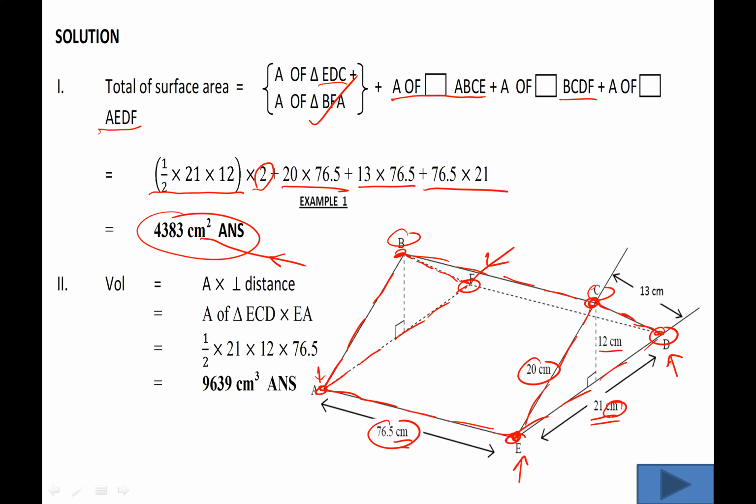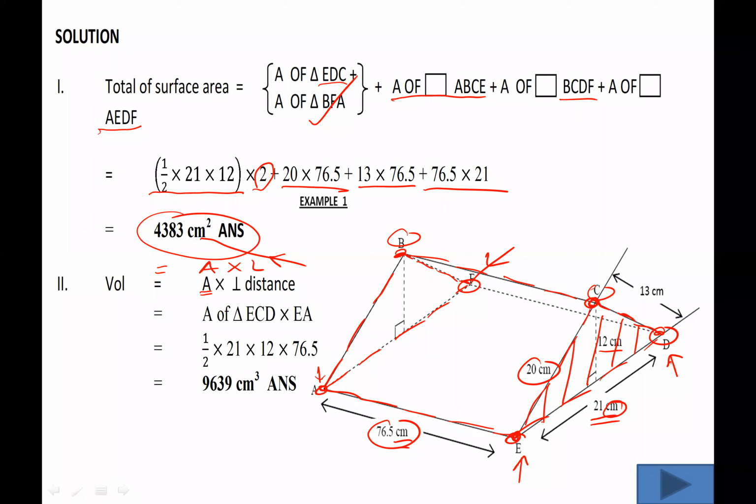So how do you find the volume? Well, again, you always remember volume is A times L, which is the area of the regular cross section times the length perpendicular to it. Now, the area of the regular cross section will be this area here that I'm highlighting. And we already got that area.